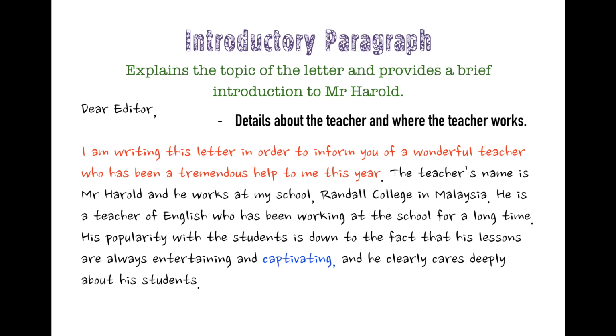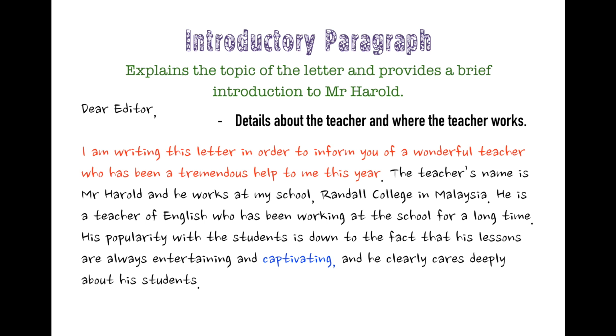Now, I've highlighted two things in the first paragraph there. The first one is in red, and we're going to call that the topic sentence because it explains very clearly what the topic of this letter is going to be. It says, I'm writing this letter in order to inform you of a wonderful teacher who has been a tremendous help to me this year. From the very beginning of the letter, we know exactly what the writer is writing about. They're writing about this wonderful teacher whose name happens to be Mr. Harold. So the first sentence of the first paragraph must leave the reader very clear as regards what the topic of your letter is. That's important advice.